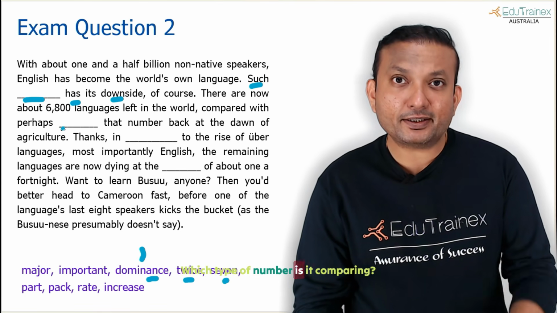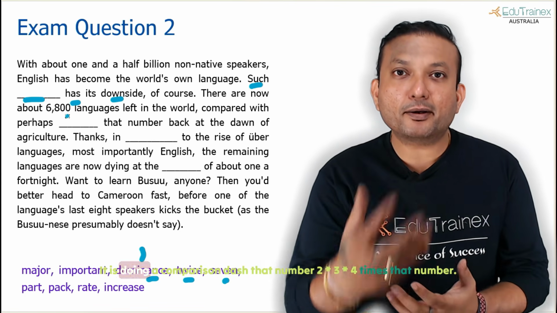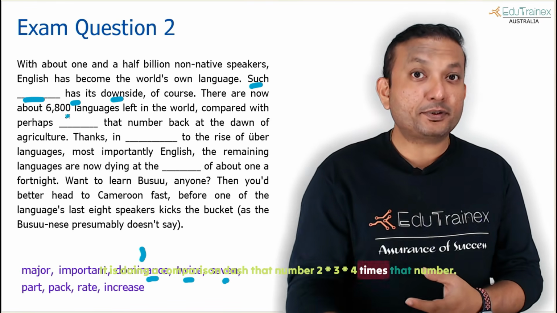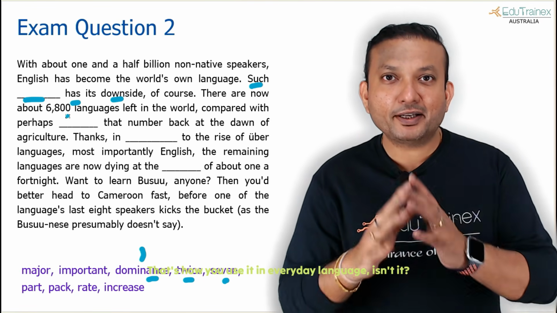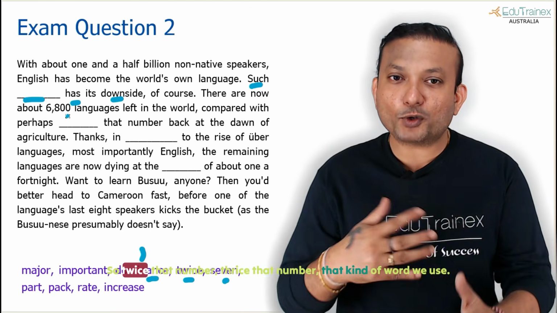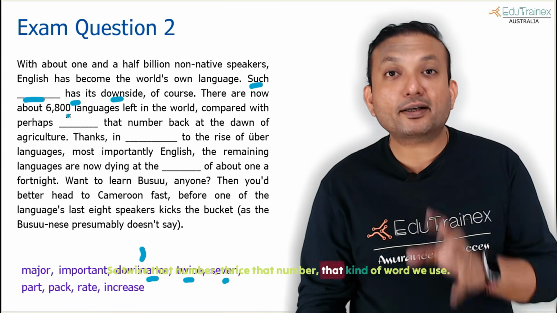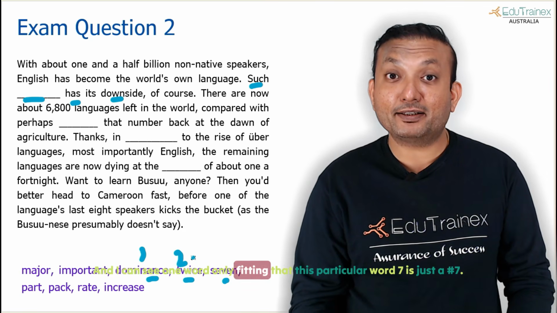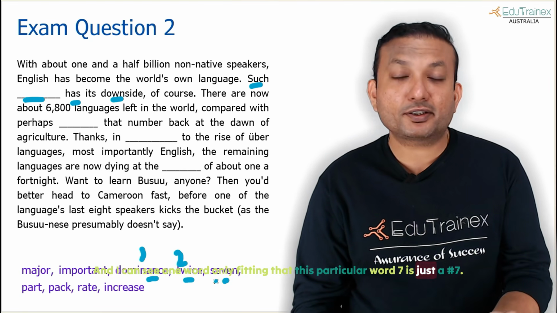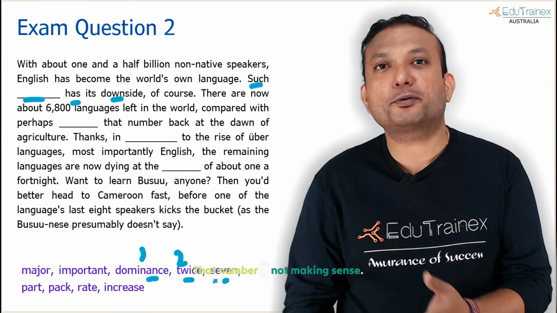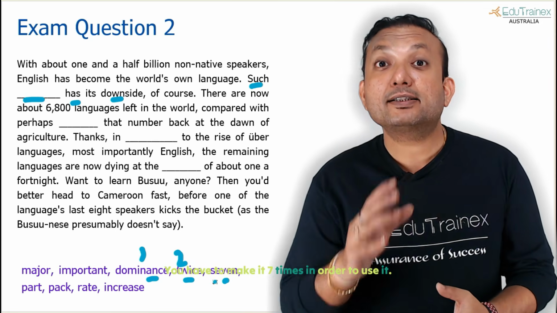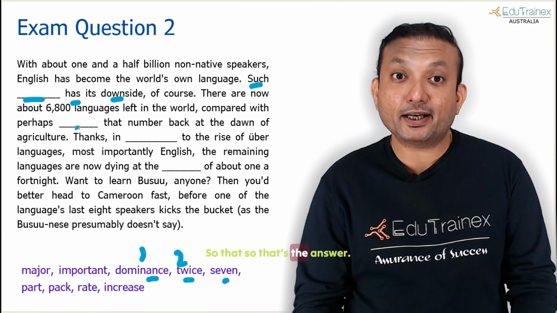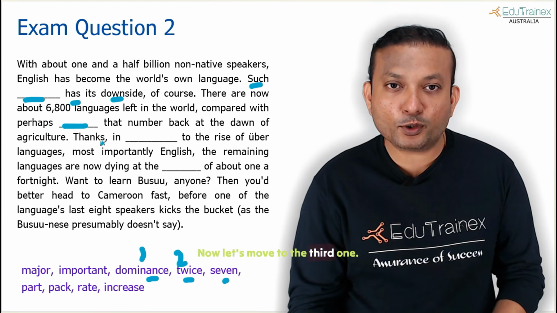Which type of number? Is it comparing? It is doing a comparison. Dash that number: 2 times, 3 times, 4 times that number. That's how you use it in everyday language, isn't it? So twice that number, thrice that number, that kind of word we use. And I can see one word only fitting that. This particular word 7 is just a number. 7 that number is not making sense. You have to make it 7 times in order to use it. So that's the answer. Now let's move to the third one.